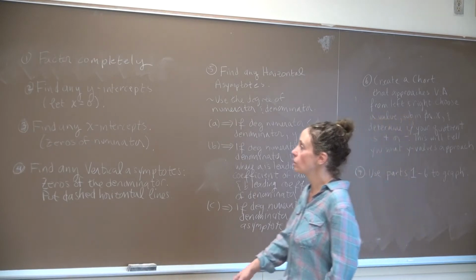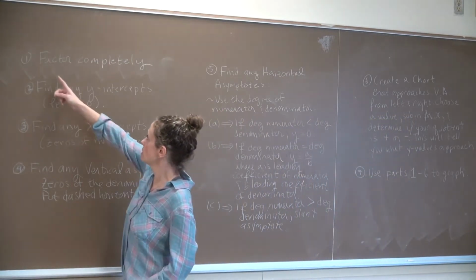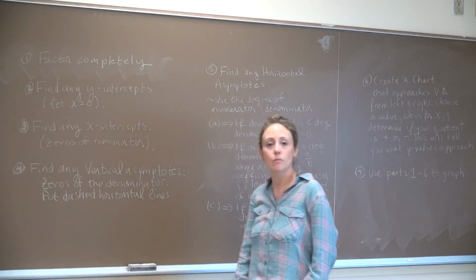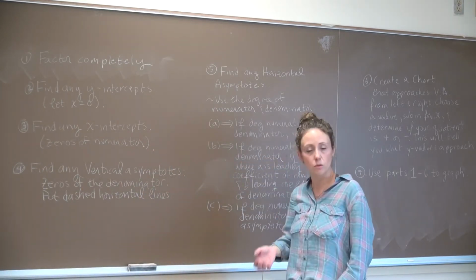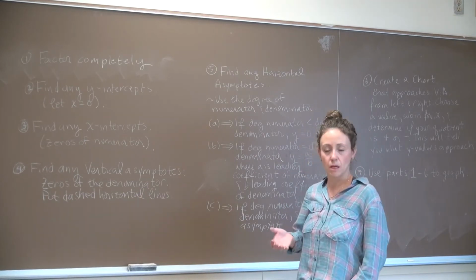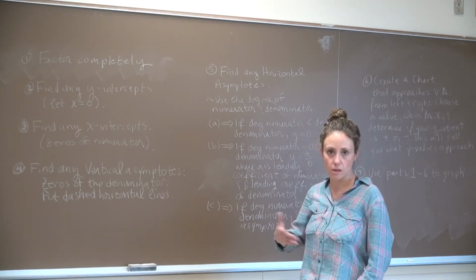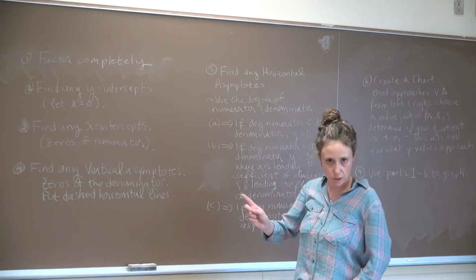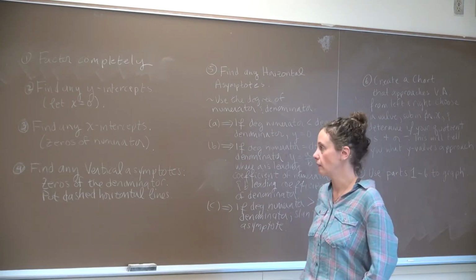Now the first thing we always want to do to graph rational functions is to make sure we factor it completely. In factoring it completely, that will help us to figure out what the zeros of the numerator are, the zeros of the denominator, and that will help us to be able to determine what some intercepts are and what some vertical asymptotes are pretty quickly. So the first thing we always want to do, if it's factorable, is to factor it completely.